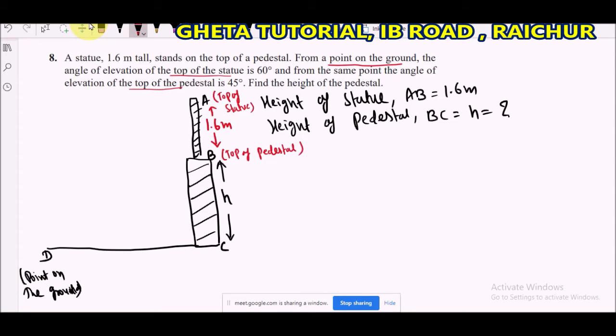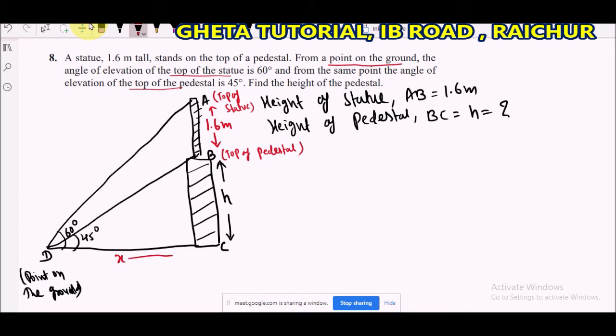So first, the angle of elevation at the top of the statue is 60 degree, and at the top of the pedestal is 45 degree. My diagram is completed. It is a similar diagram to the previous question. Both diagrams are the same. The only difference is that here the height of the statue is given, and the height of the pedestal we have to find out. So here also we will go the same way to solve this problem.